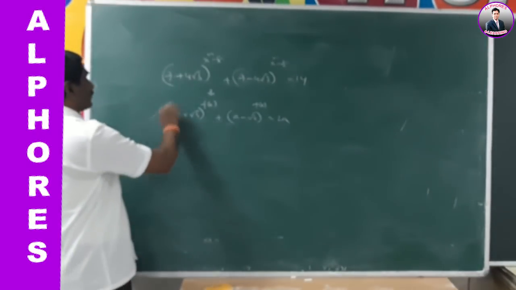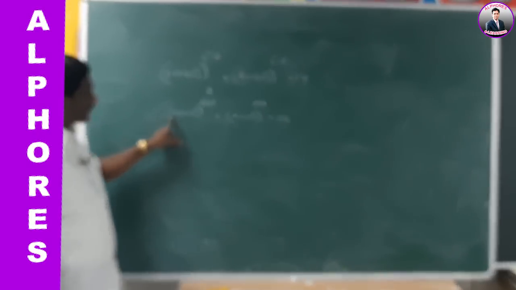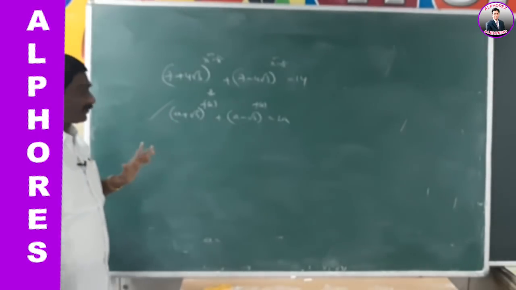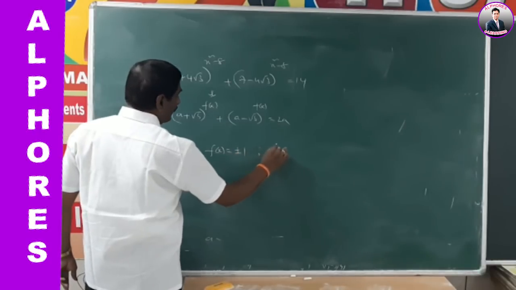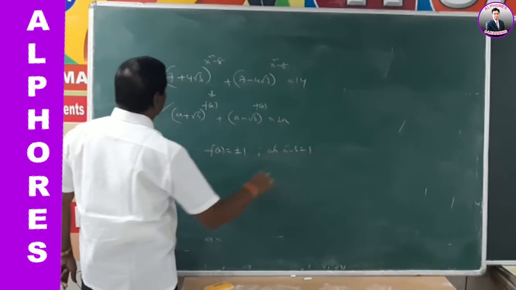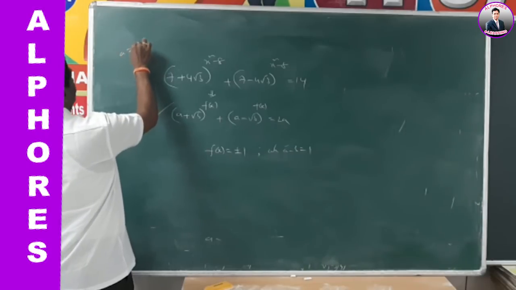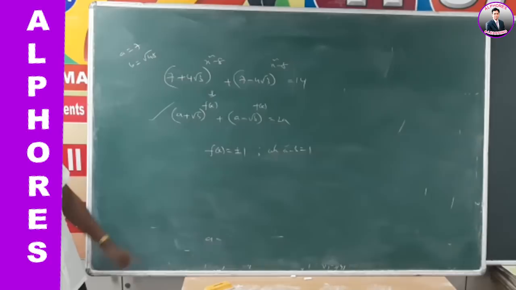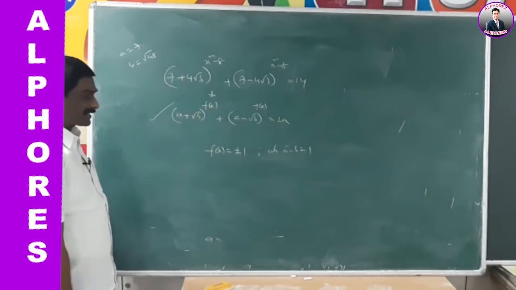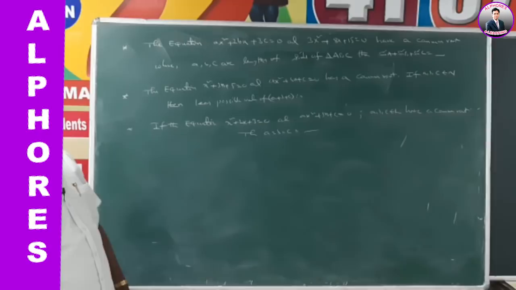If this equation is true, then f of x is equal to plus or minus 1 when a square minus b is equal to 1. Here a is equal to 7, b is equal to root 48. That means a square minus b is equal to 1. So, it satisfies this condition. Then next problem.